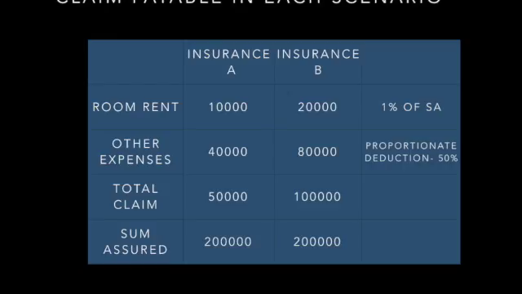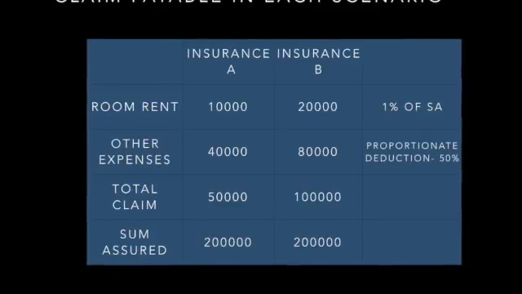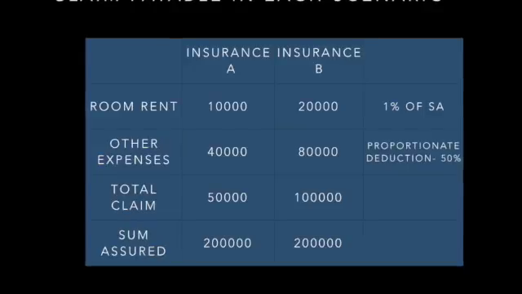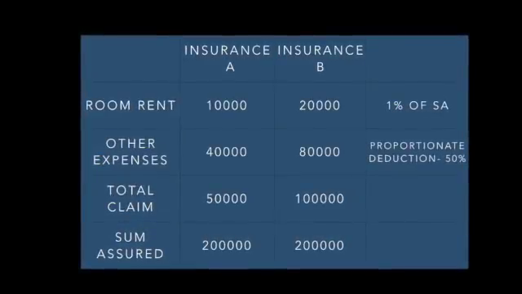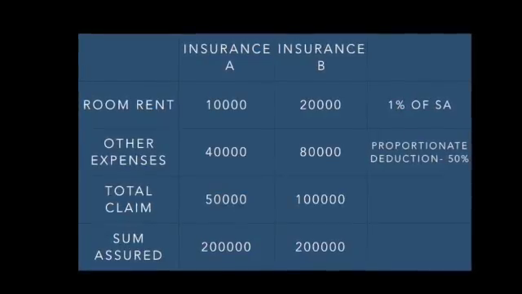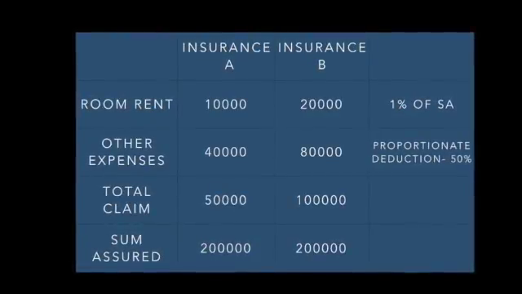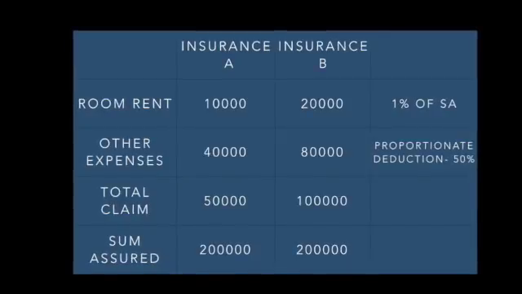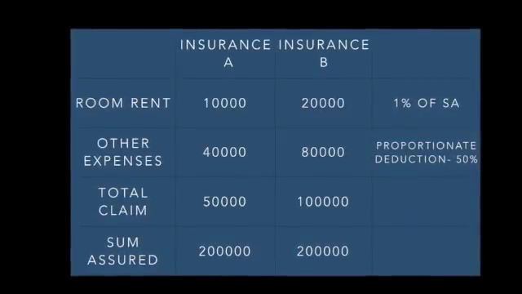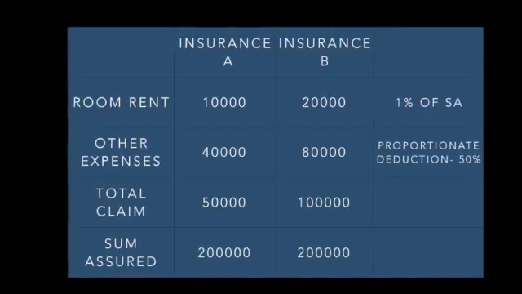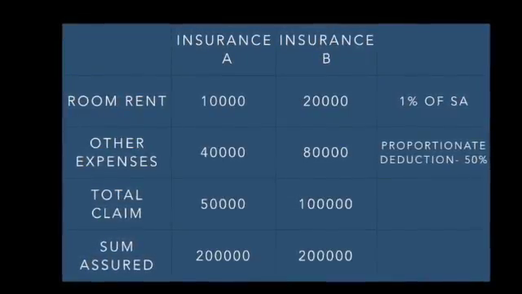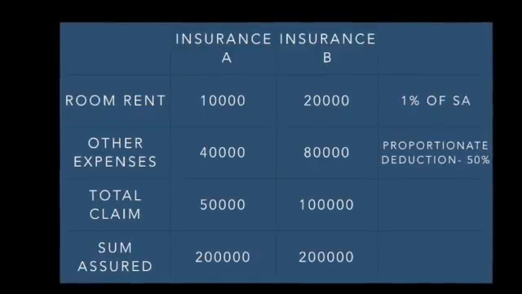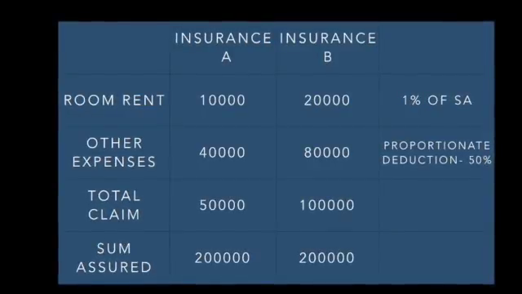Now let's see what is payable under policy A. Since there is a sublimit of 1% of the sum assured per day, his room rent would be only 10,000, that is 2,000 for 5 days. For the other fees, doctor and surgery, the total amount claimed is 80,000, but only 40,000 is payable as the proportionate deduction clause is applicable. So the total claim payable under policy A, according to our example, is only 50,000. That is the reason to check carefully all the prescribed sublimits.